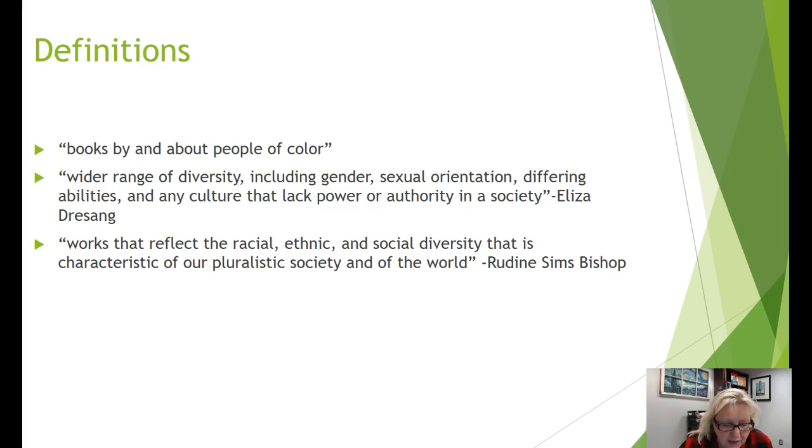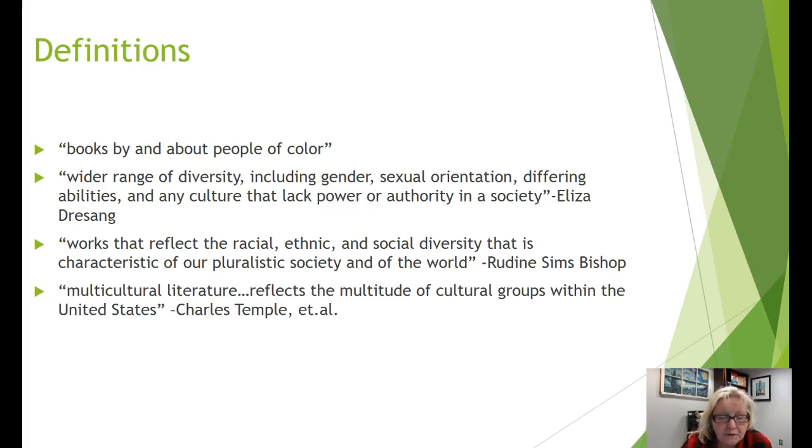She's also introduced the concept of sliding doors, Rudine Sims Bishop, having material that provides both windows and mirrors, also provides a way to bridge those gaps and have people go through doors to participate and understand other cultures. So Bishop's definition was works that reflect the racial, ethnic, and social diversity that is characteristic of our pluralistic society and of the world.